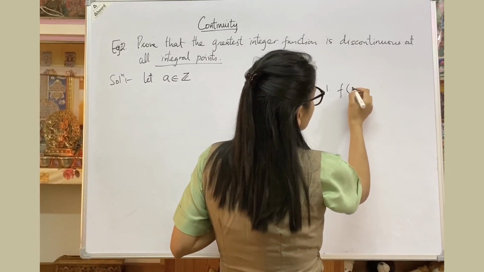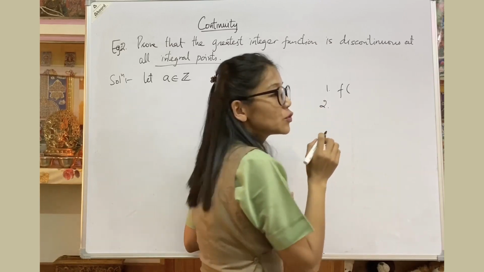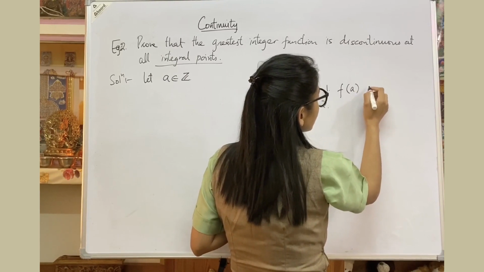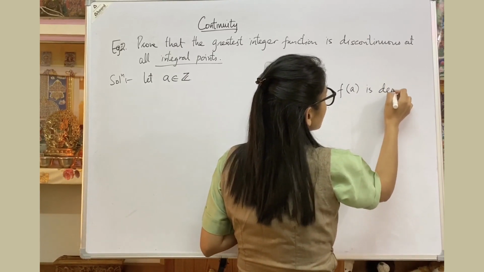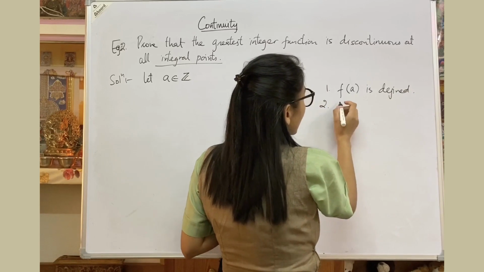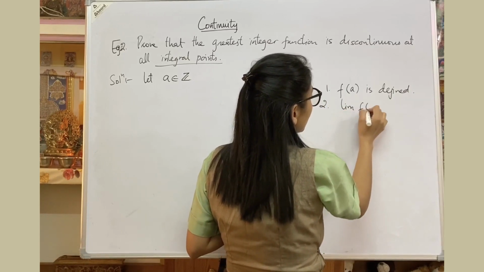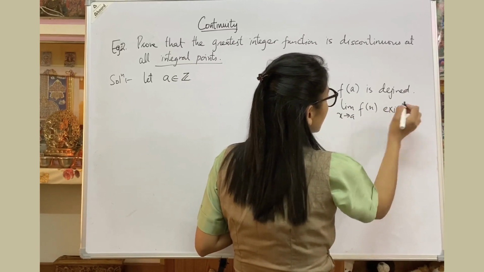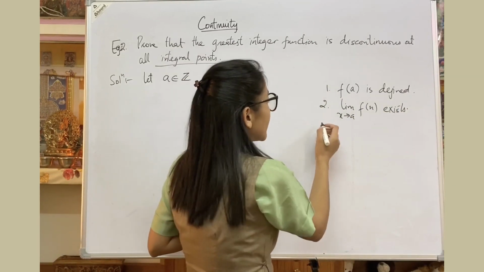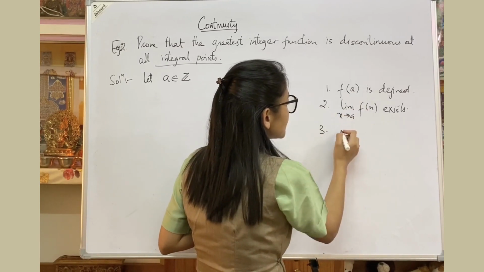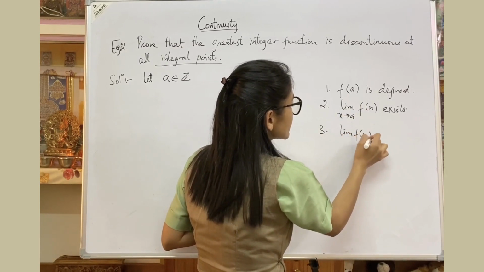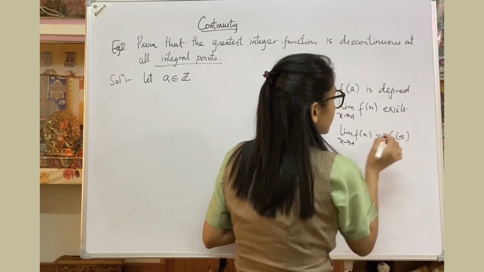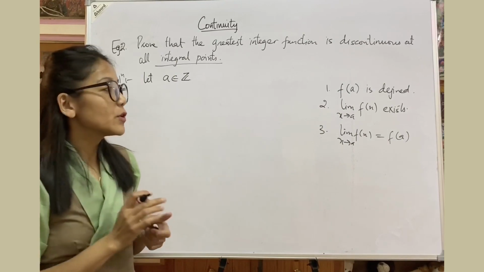Now you have to look for those three conditions. The first one is that f of a should be defined, so you should get a defined value, right? Then the limit of f(x) as x tends to a should exist, that is, the left hand limit and right hand limit should be the same. And the third is that these two values should be the same, that is, the limit of f(x) as x tends to a, where a is some integer, equals f of a, right? So the method we are going to use is the same.